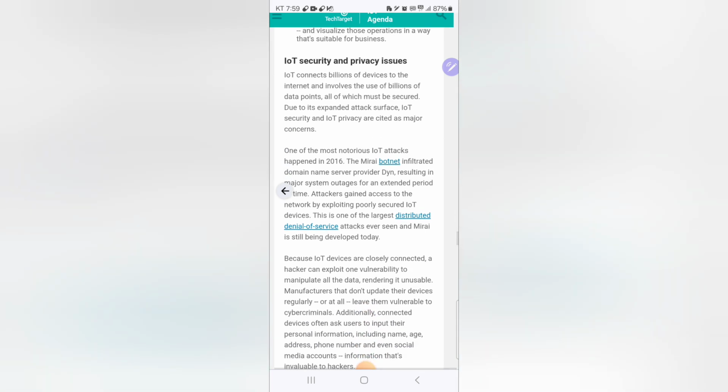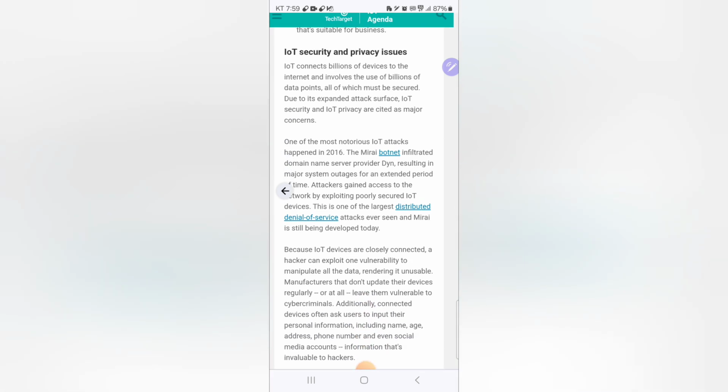IoT security and privacy issues. IoT connects billions of devices to the internet and involves the use of billions of data points, all of which must be secured. Due to its expanded attack surface, IoT security and IoT privacy are cited as major concerns.